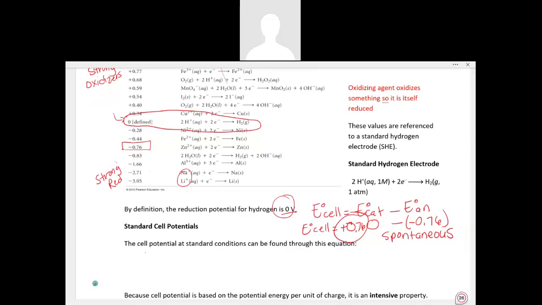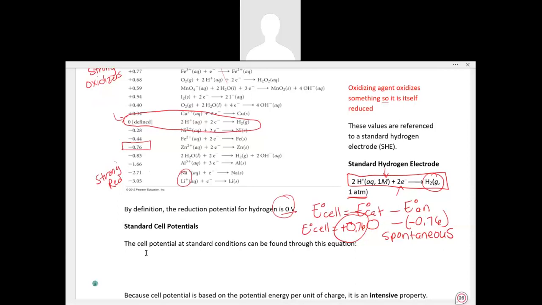And then also to note here, this standard hydrogen electrode reaction here, we're reducing 2 moles of H plus in 1 molar concentration by using 2 electrons to H2 gas. And since we're in standard conditions, we will be at 1 atmospheric pressure.